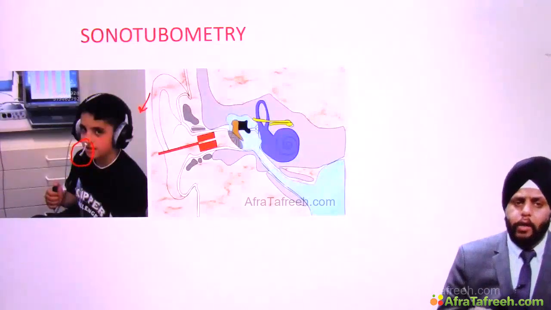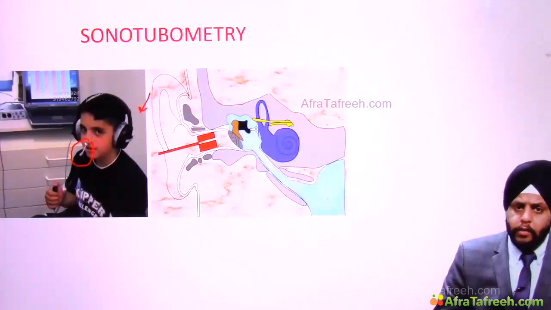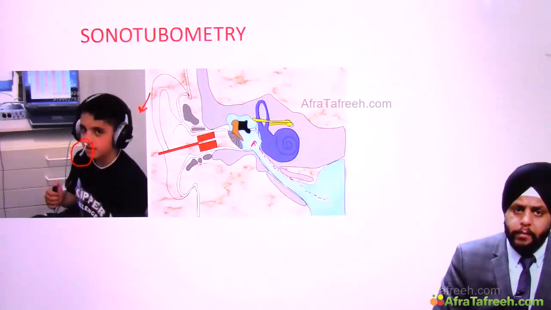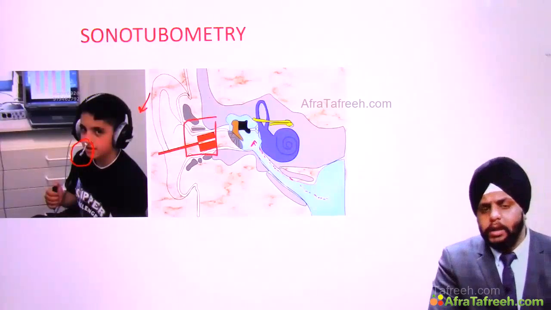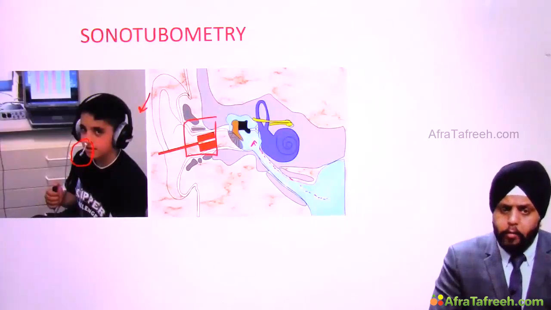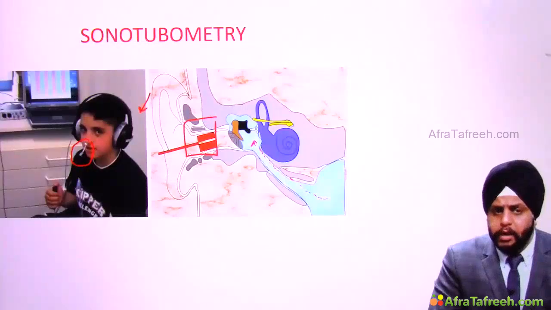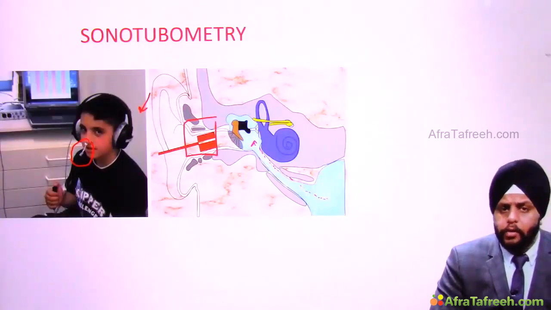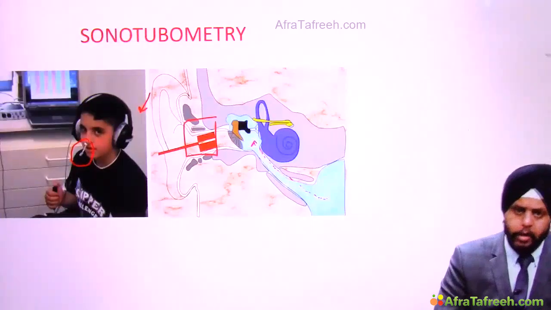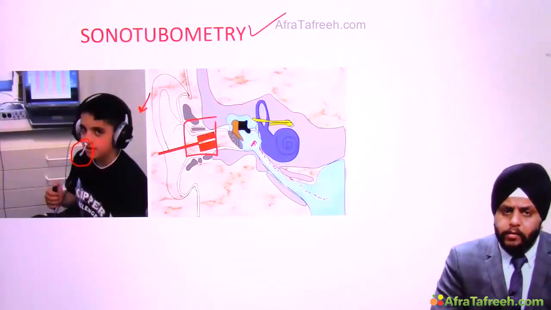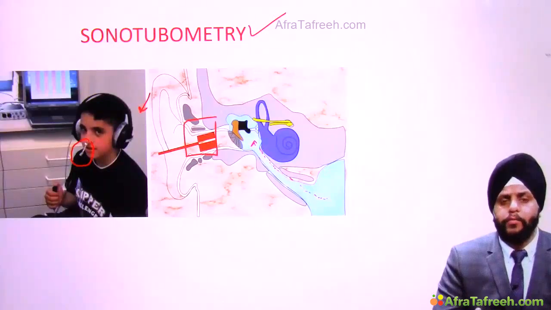The sound is given in the nose and it reaches the nasopharynx. From the nasopharynx, if the eustachian tube is open, the sound signal will reach the middle ear. Then this sound signal can be picked up by a probe in the EAC. This probe will tell you how much intensity of sound is reaching and how much delay there is after the sound source. With this, we can find out whether the eustachian tube is open or not. So this is your sonotubometry, one of the latest investigations used to find out the eustachian tube functions.